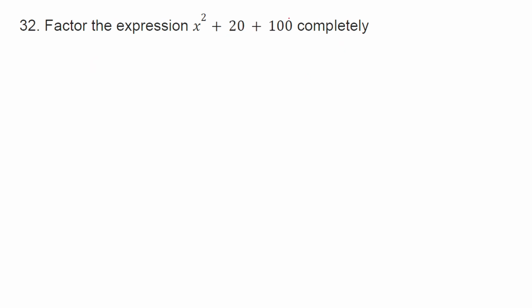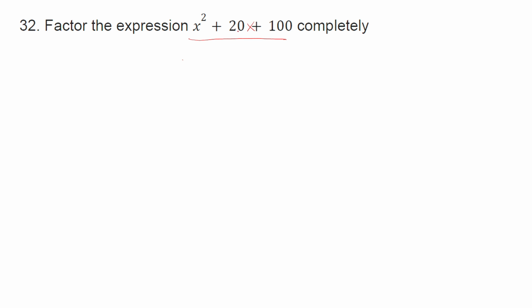32. So factor the expression x squared plus 20x, sorry, this would be 20x here plus 100. So this one actually is the application of the perfect square trinomial, because if you can actually observe, this one is an example of the perfect square trinomial. Sir, how do you know that?